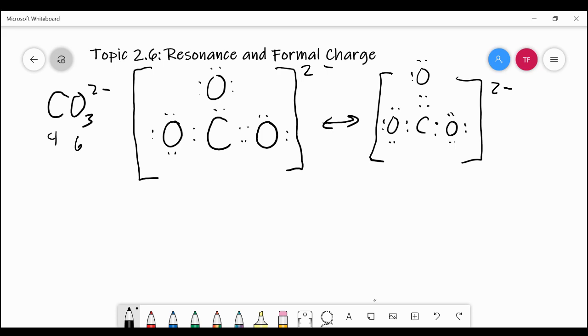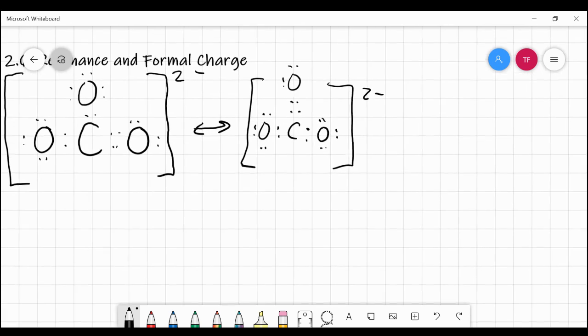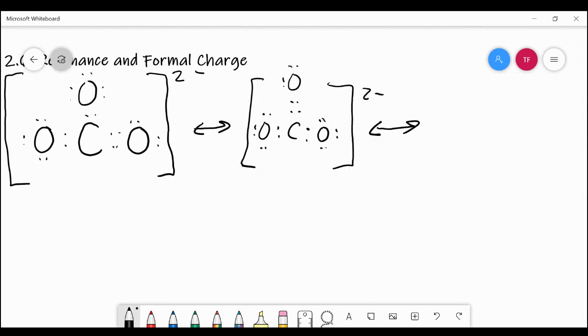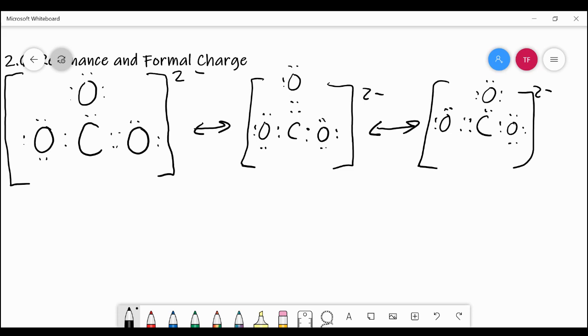But again, why would this oxygen have the double bond and the other 2 not have the double bond? So I'm going to draw another structure, and sadly I've run out of room. Actually, I can just slide it over. I'm going to draw the same structure again, but this time I'm going to put the double bond on the right oxygen with single bonds on the other 2 oxygens. And so these 3 structures are ways of representing that the double bond is actually on all 3 of those oxygens, and single bonds are on all 3 of those oxygens. So they're actually sharing that double bond.